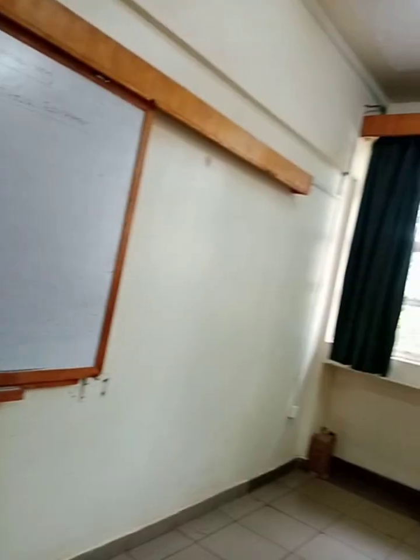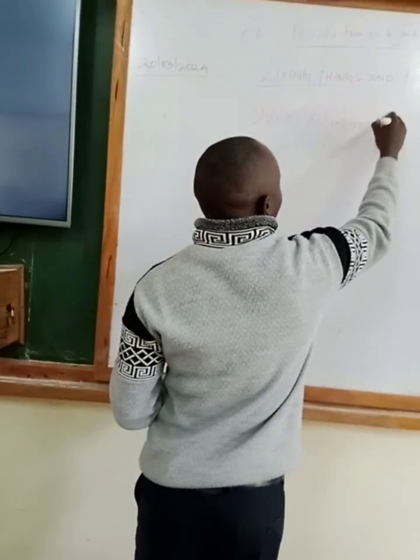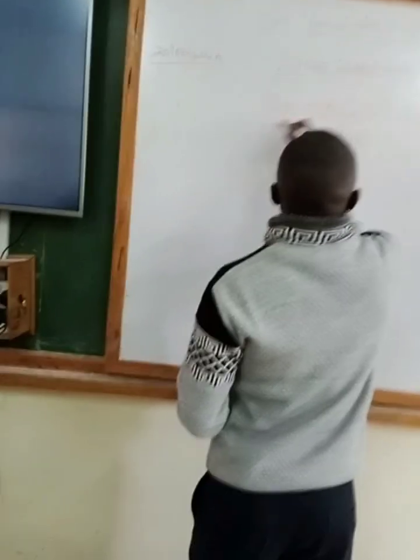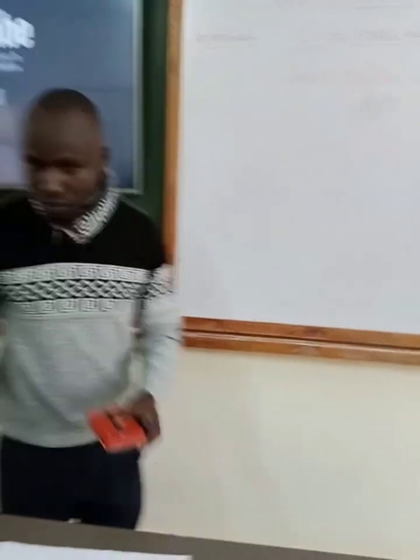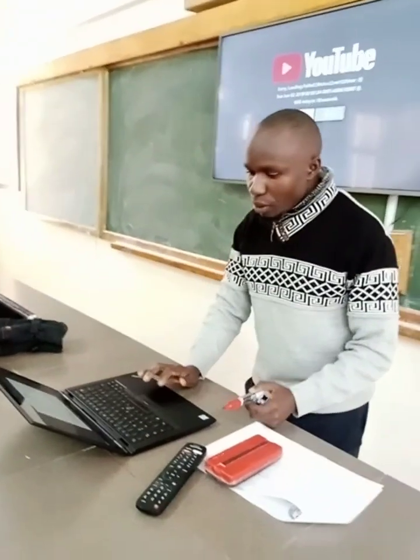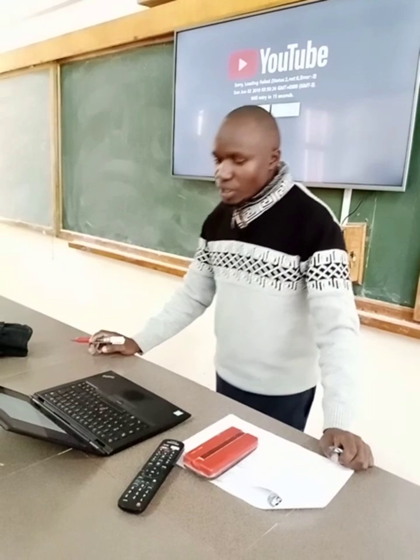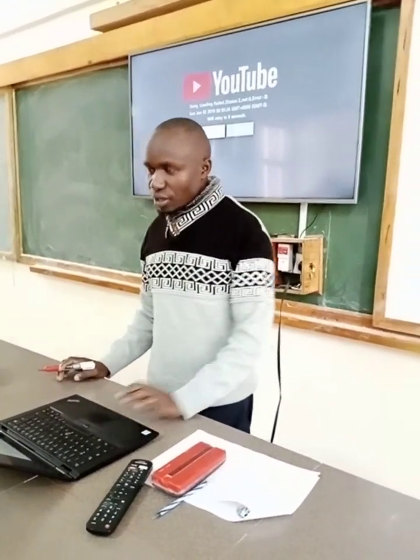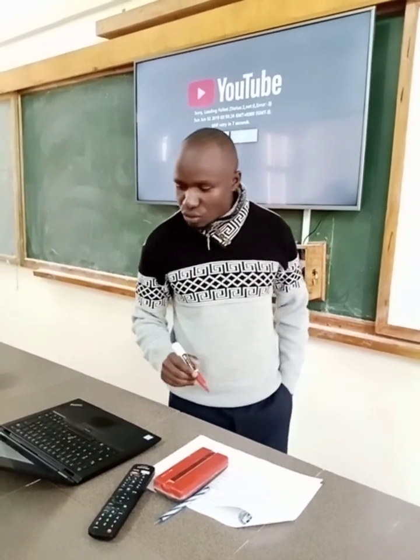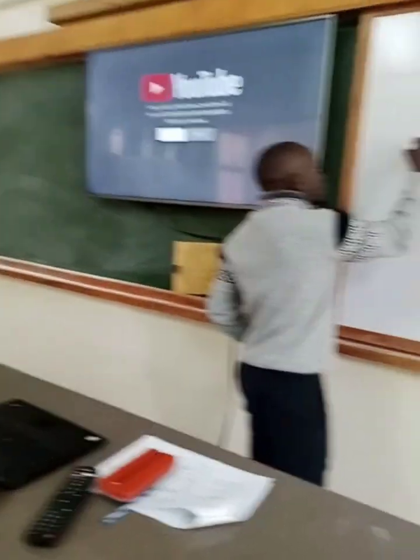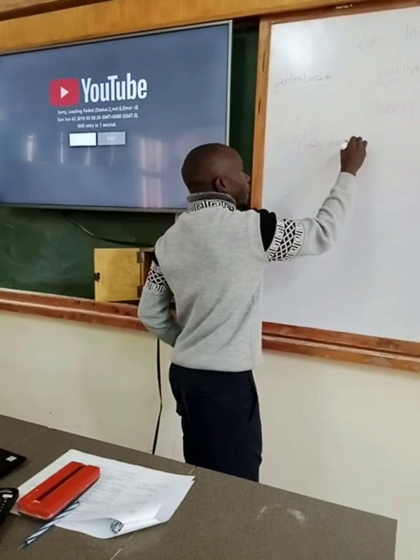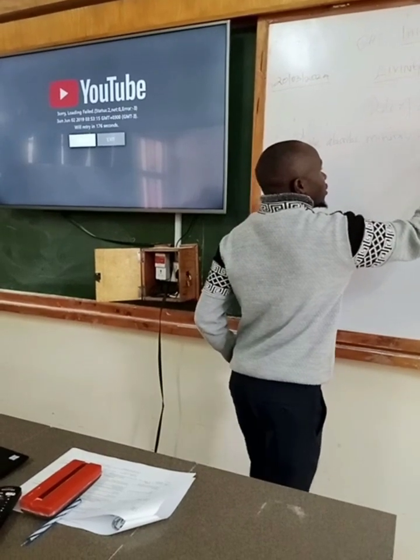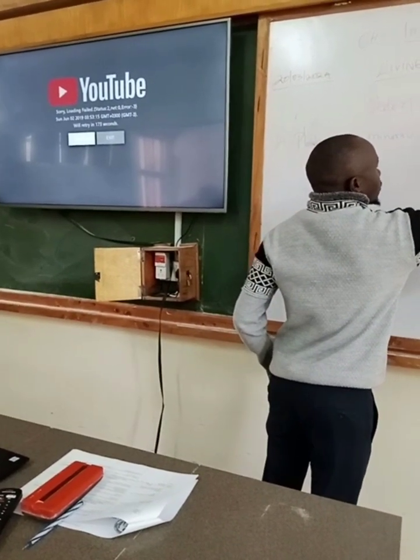Role of diffusion in living things. Number 1, plants absorb mineral salts from the soil through what? Through what, class? Diffusion. Plants absorb minerals from the soil through diffusion.